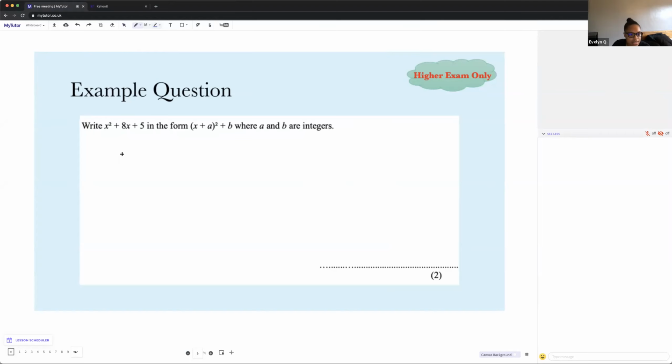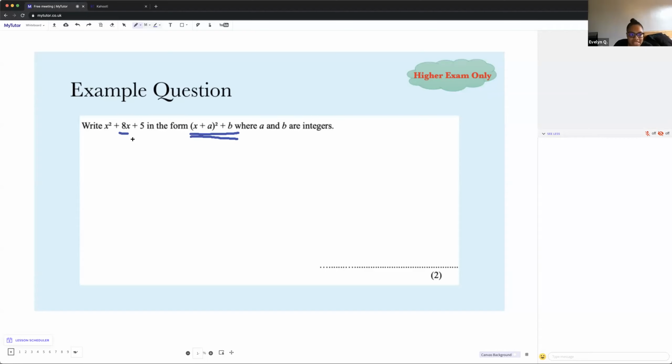But sometimes this is a past paper question. You might get a question like this. So it's not asking you to solve because it's not an equation. It doesn't equal 0, but it's asking you to write this expression in this form. And this form looks just like completing the square. You have x plus something in brackets squared plus something else. That's the form that you get when you complete the square. So that's exactly what we're going to do.